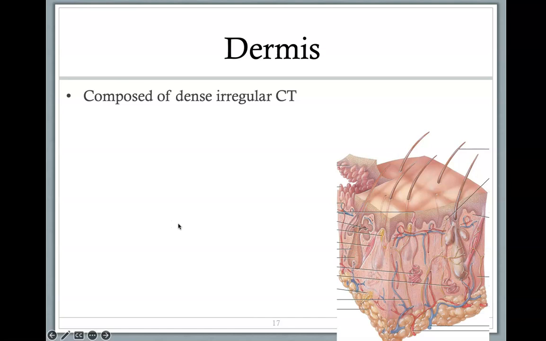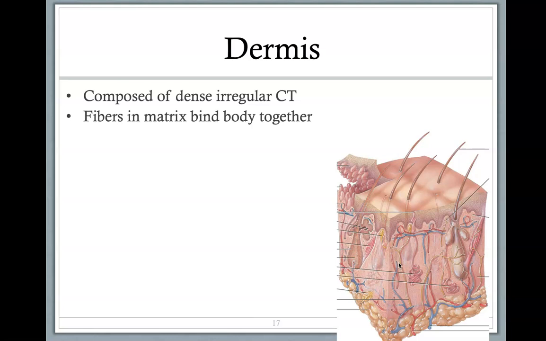I'm going to tell you it's composed primarily of dense irregular connective tissue, but we're going to break this down because there are two parts to the dermis. One part, the papillary region, is actually going to have more areolar connective tissue. But the reticular layer down here, which makes up the majority of the dermis, about 80%, is going to have this dense irregular connective tissue. So that's why that's here. But we're going to break that down a little bit.